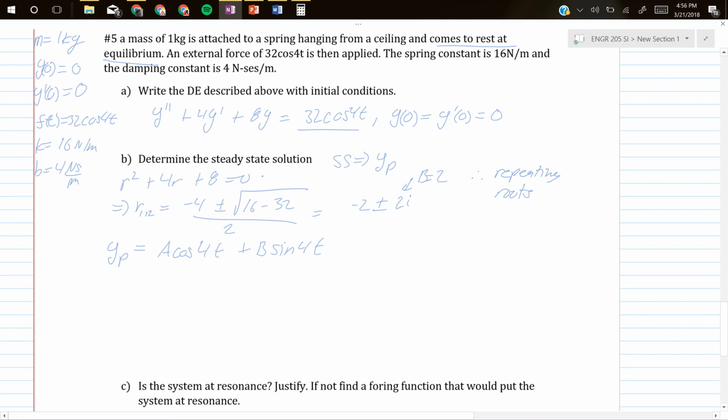So now for y sub p, we need to solve for y sub p prime and y sub p double prime to put back into the equation. y prime equals negative 4a sine 4t plus 4b cosine 4t, y double prime equals negative 16a cosine 4t minus 16b sine 4t. So now what I'm going to end up doing is plugging this back into the original equation.